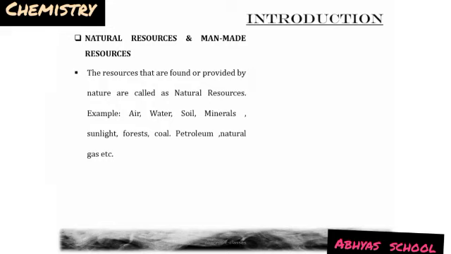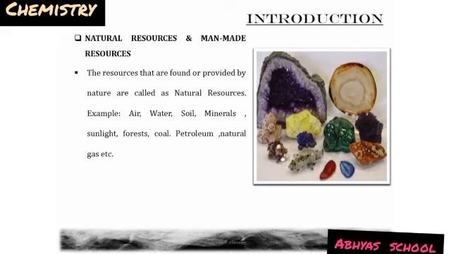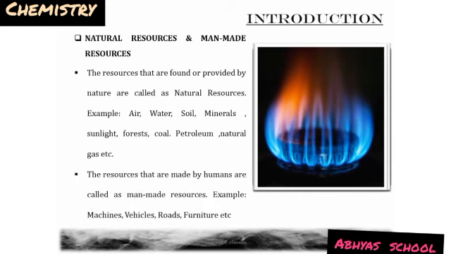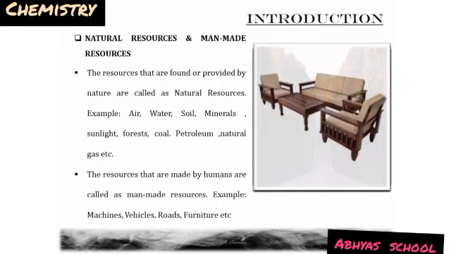What are natural resources? Resources that are found or provided by nature are called natural resources. For example, air, water, soil, minerals, sunlight, forest, coal, petroleum, natural gas, etc. What are man-made resources? The resources that are made by humans are called man-made resources. Example, machines, vehicles, roads, furniture, etc. So as coal and petroleum are natural resources, let's see a little more about natural resources.